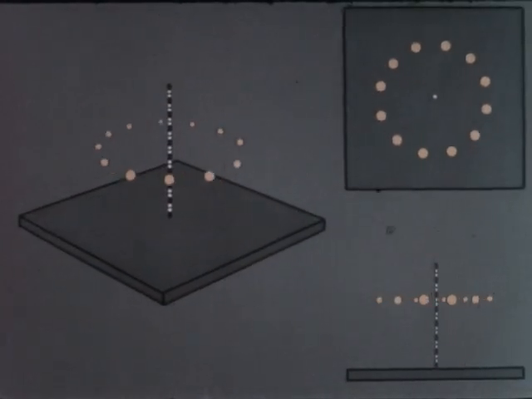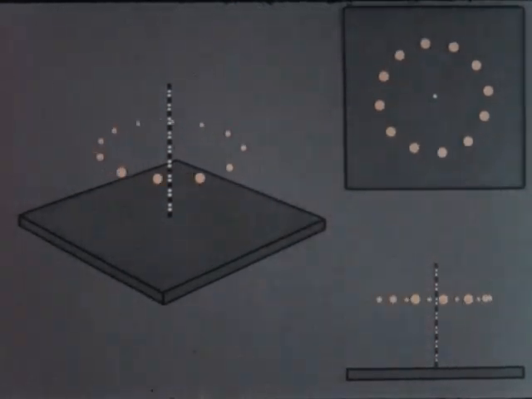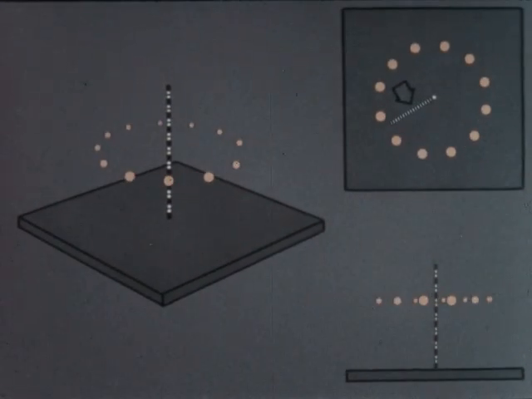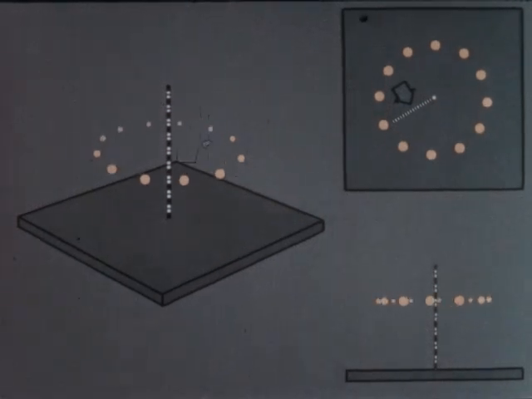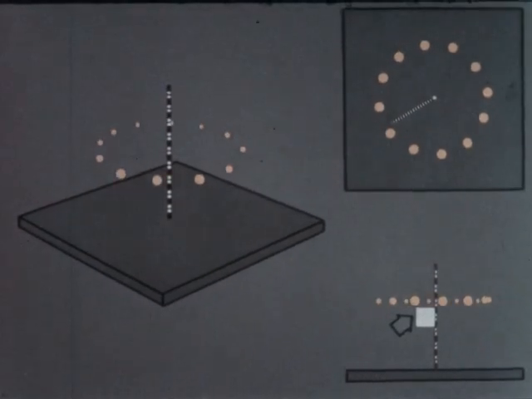As the point revolves about its axis, it maintains a constant distance from the axis and remains in a plane perpendicular to the axis.